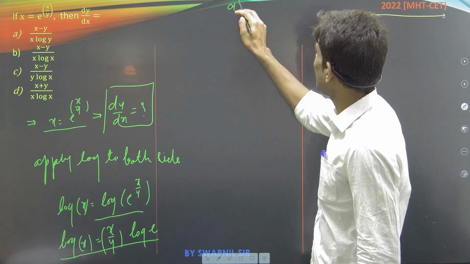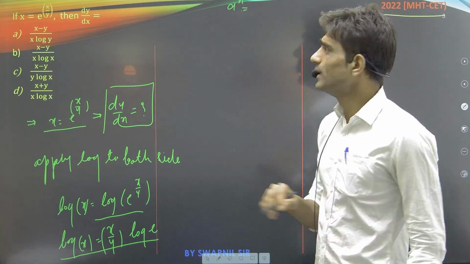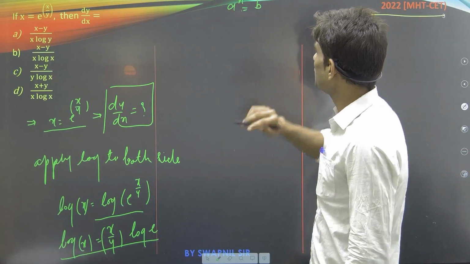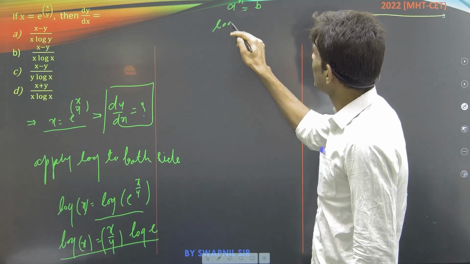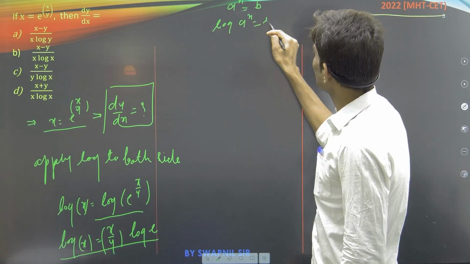The exponent rule says that if a to the power x is equal to b, and when we apply log to both sides, then log of a to the power x is equal to log of b.